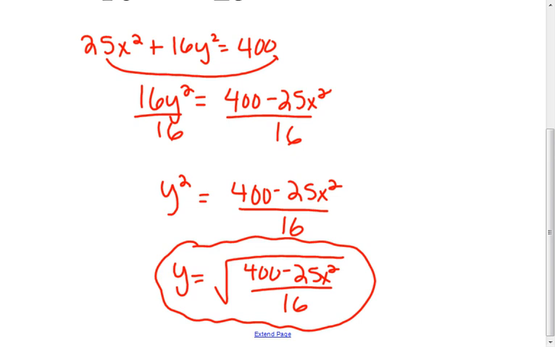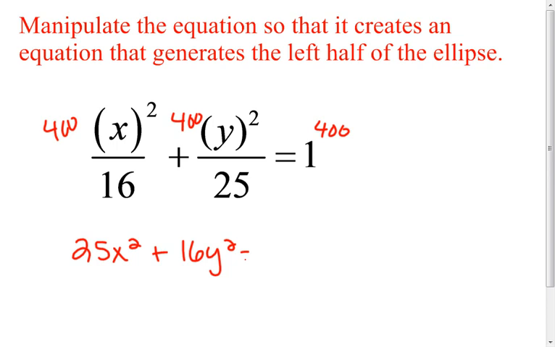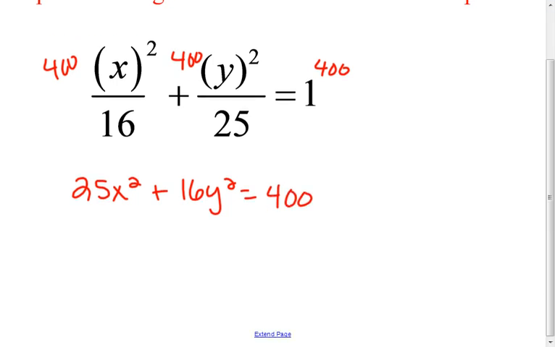Okay? Then if we were to do the next one, this means I want the left half. So if you want the left and the right half, then you want it solved for x. Okay? And of course, again, you would multiply everything through by 400. I probably don't need to repeat this part of it again. But when I multiply everything through by 400, again, I will have 25x squared plus 16y squared equals 400. That's the same as the last problem. If you want the left and the right halves, then you need to have this solved for x.